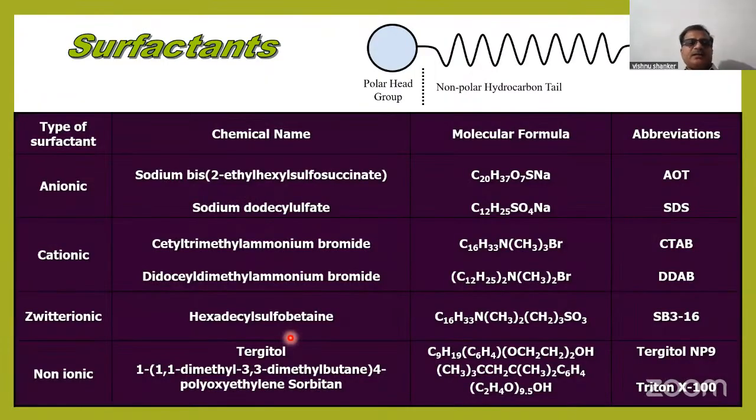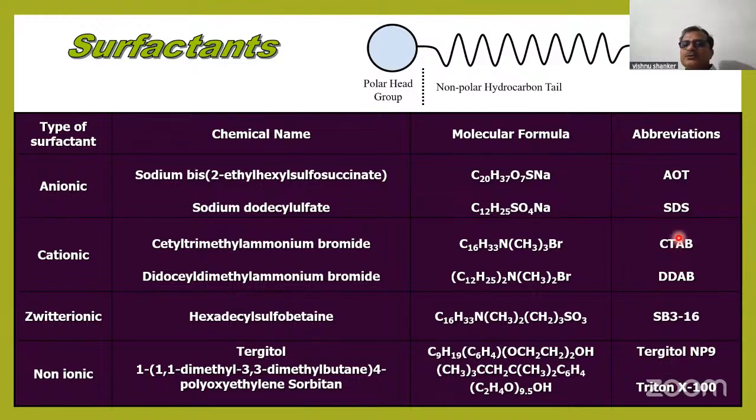So surfactants are available, and you can categorize them into ionic, non-ionic and zwitterionic. Ionic ones basically come in the form of anionic and cationic. These are commercial names, given as abbreviations: AOT, SDS, CTAB, DDAB, SB316, Tergitol NP3, Triton X-100. Among these, Tergitol and Triton X-100 are the non-ionic surfactants.